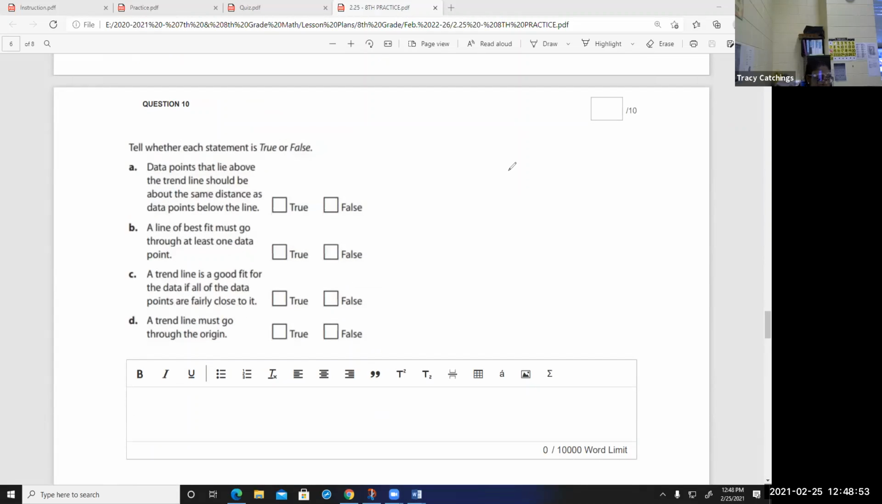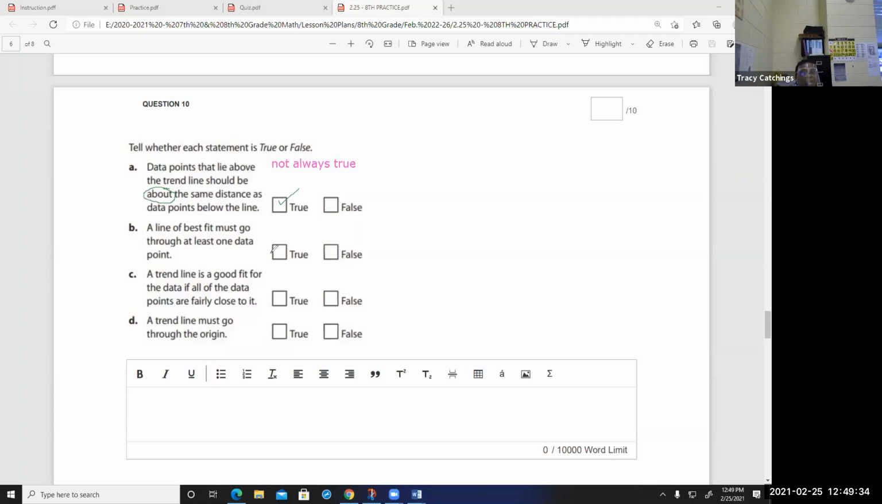All right, number 10 said tell if it's true or false. Data points that lie above the trend line should be about the same distance as the data points below it. All right, you said not always true, but look at the wording they use. About. Could we now say that may be true if it's not always true? Yeah, we can go with that. That word about took away that not always true.